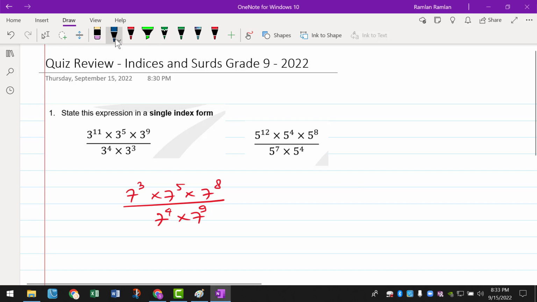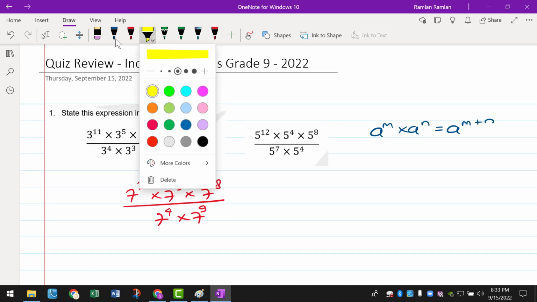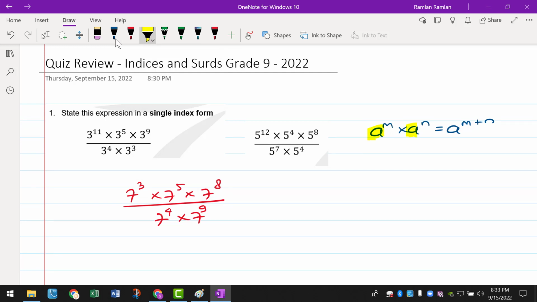We are using two laws here, the first law and the second law. The first law is a to the power of m times a to the power of n equals a to the power of m plus n. Notice that if you have the same exact base, and they're being multiplied, you only need to add the power.